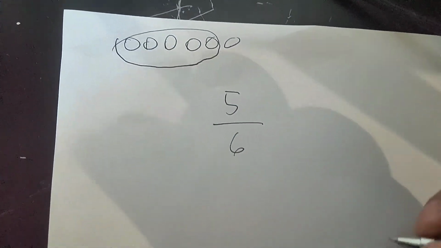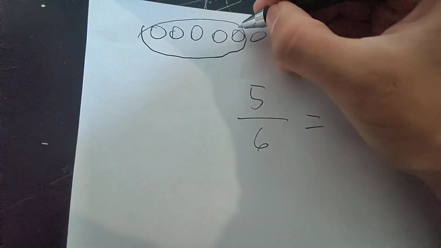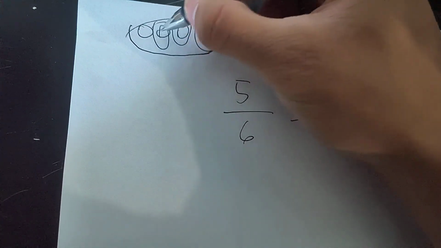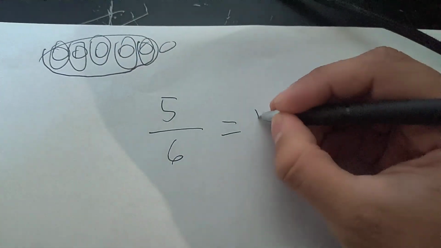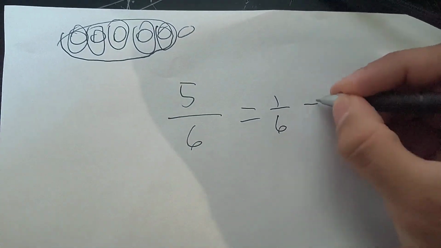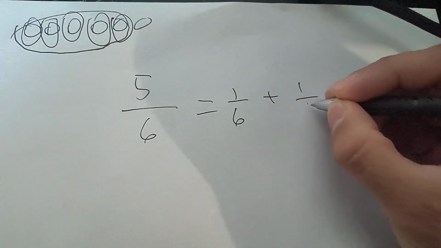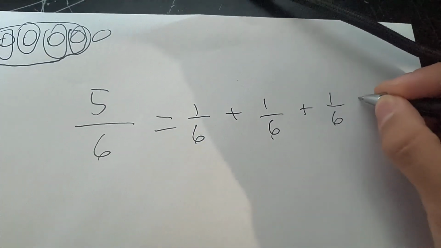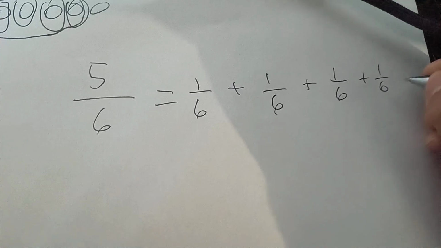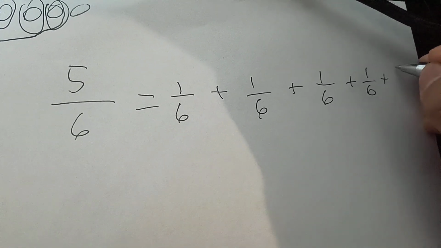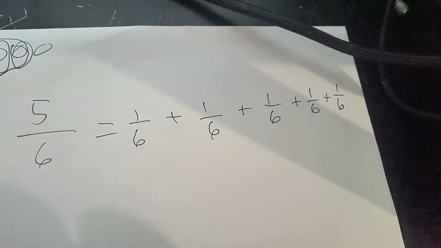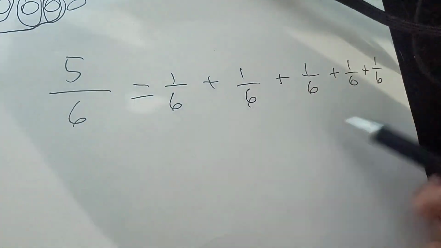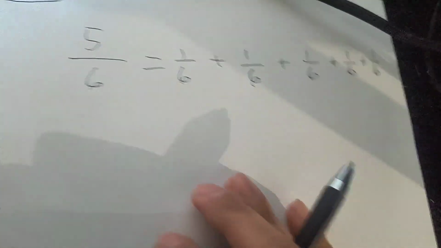But this also means that you can say you have 1 out of 6 plus 1 out of 6 plus 1 out of 6 plus 1 out of 6 plus 1 out of 6. And this is how you would decompose it. These are all unit fractions that make up this fraction.